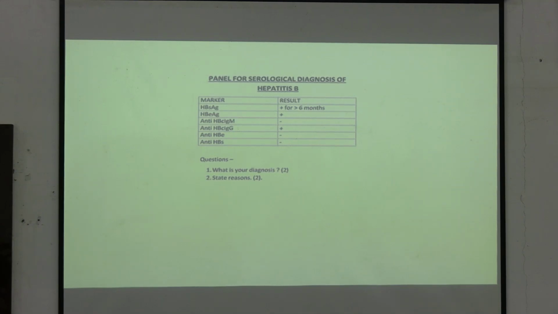Now the problem comes. Here it is, HBs antigen present for more than 6 months. HBe antigen present. IgM absent, IgG is present. Anti-HBe absent, anti-HBs absent. So, what is the diagnosis?